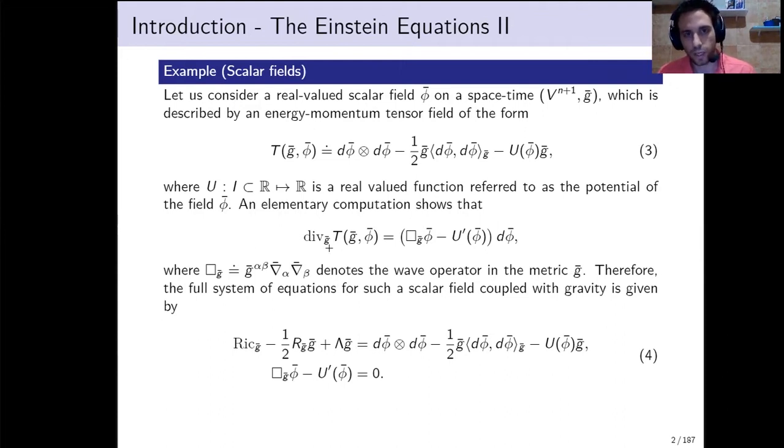When we impose the local conservation laws for the scalar field, we can directly compute that the divergence of this energy momentum tensor field has this form. And so unless the scalar field is constant, we will have to couple the Einstein equations with the equations for the scalar field. So the system that we actually have to solve is this one here.